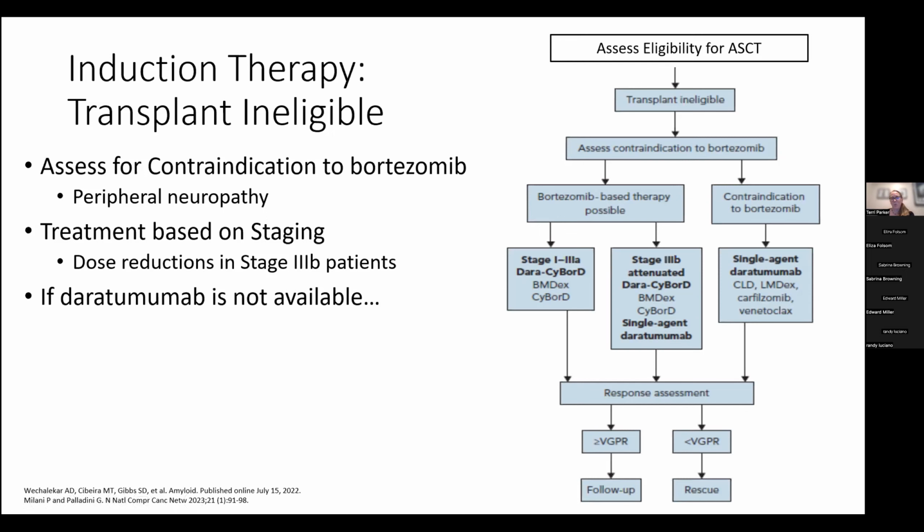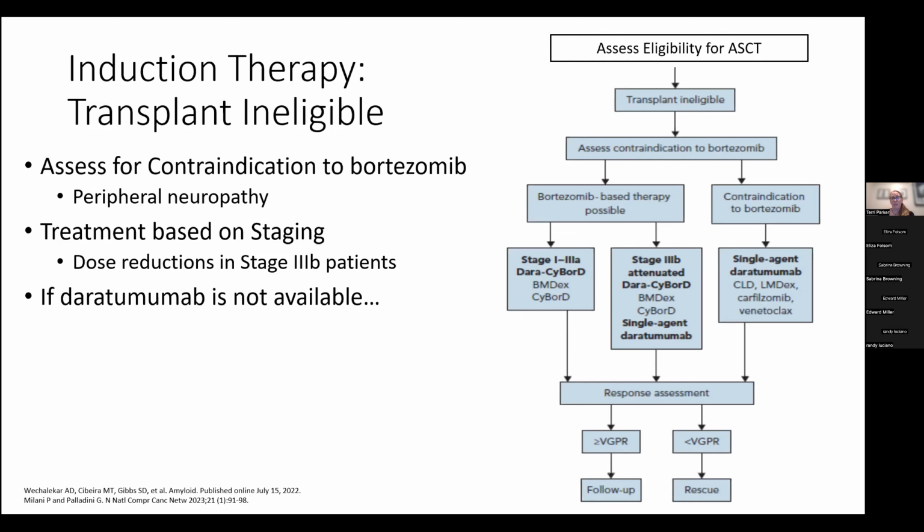And for stage 1 to 3A, and the staging system is the European Modified Mayo 2004 staging system, we would use what was mentioned previously, a combination of daratumumab, a CD38 monoclonal antibody, with cyclophosphamide, bortezomib, which is Velcade, and dexamethasone. For those patients who are at stage 3B, and again, our staging is largely based on cardiac involvement, utilizing a proBNP and troponin. We would also use the combination of daratumumab, cyclophosphamide, bortezomib, and dexamethasone.